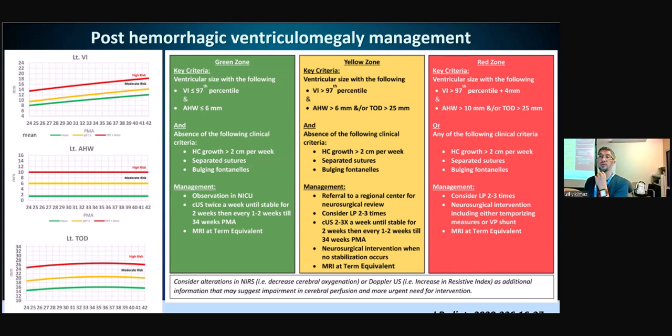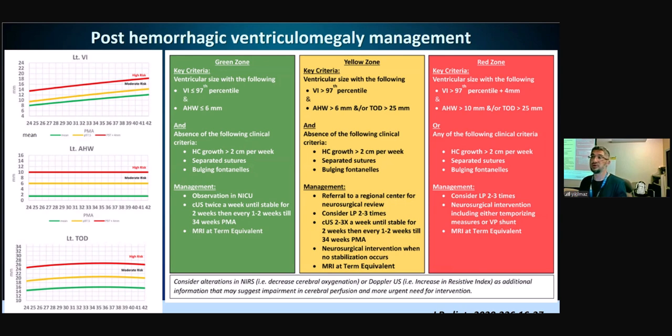How often do we recommend MRI? Based on this, when the baby reaches term equivalent, for example, the baby is born a 28-weeker, you wait for 12 weeks until the baby reaches 40 weeks, so around 3 months, you do an MRI. MRI is done for prognostication. So it gives an idea for the future. It doesn't help for the management.